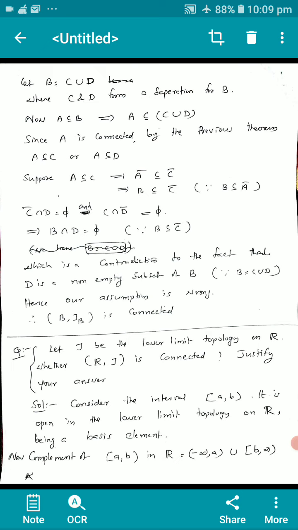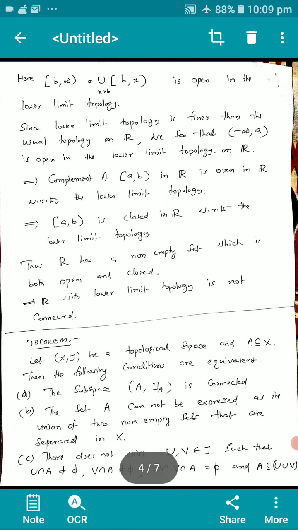Now, what about its complement in R? The complement of the semi-closed open interval [a, b) is the open interval (minus infinity, a) union the semi-closed interval [b, infinity). Here [b, infinity) is the union of the intervals [b, x), where x is always greater than b. Clearly it is open in the lower limit topology.